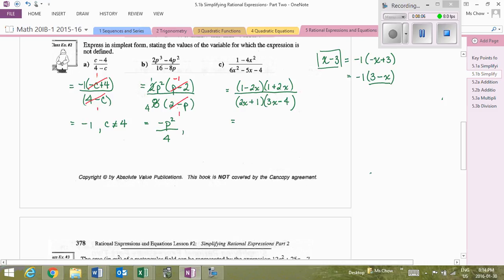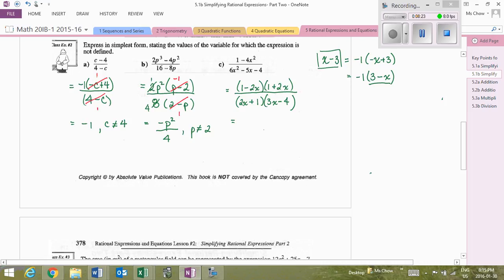And that is, of course, conditional on our restrictions, and so our non-permissible values are our restrictions. 2 minus p cannot equal 0, therefore p cannot equal 2.